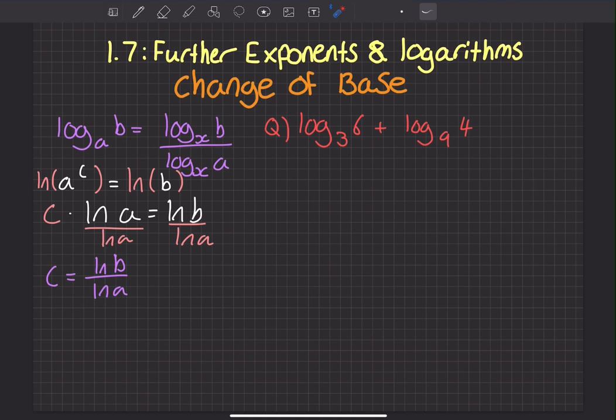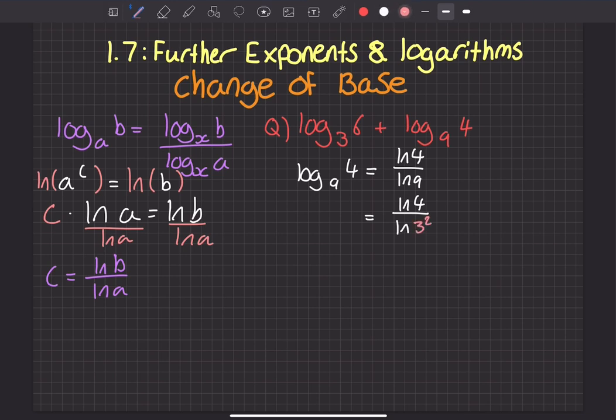Anyways, what I'd recommend is always taking the bigger one and making it a smaller base. And I'll show you why right now. So if we just work with this, what we have is log base 9 of 4 equals, using our change of base, ln of 4 over ln of 9, right? Now, we can rewrite this ln of 9 as ln of 3 squared, right? Because we know that 3 squared is 9.